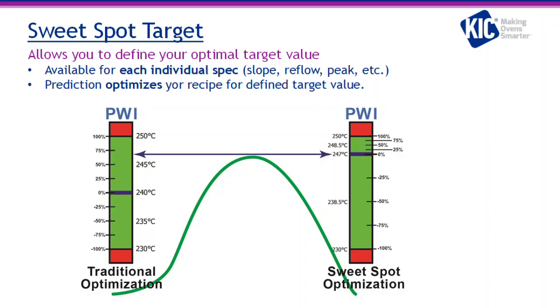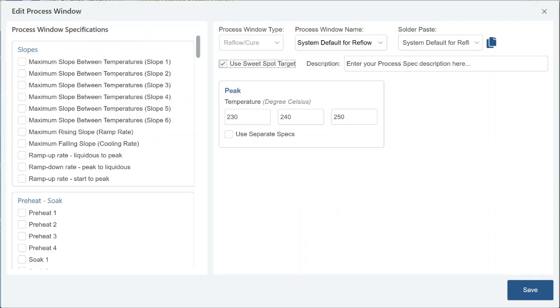For example, if your process window range is 230 degrees Celsius to 250 degrees Celsius, the midpoint would be 240 degrees Celsius. However, if your process performs best at 247 degrees Celsius, the process window index might not accurately reflect this. By setting the sweet spot target, you can specify a more accurate target value within your thermal process window.